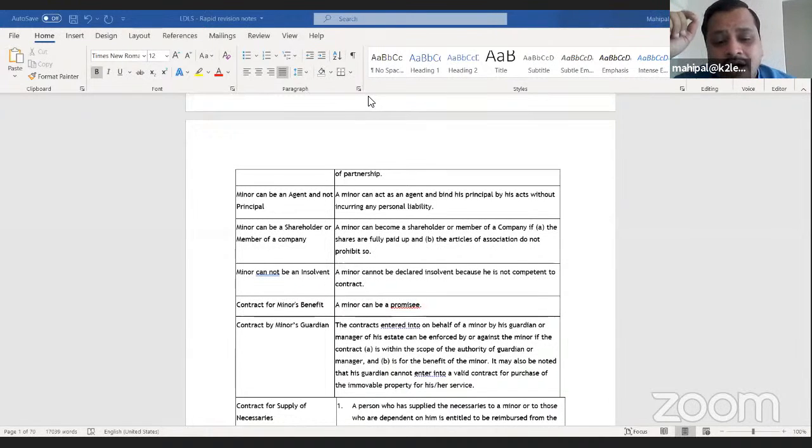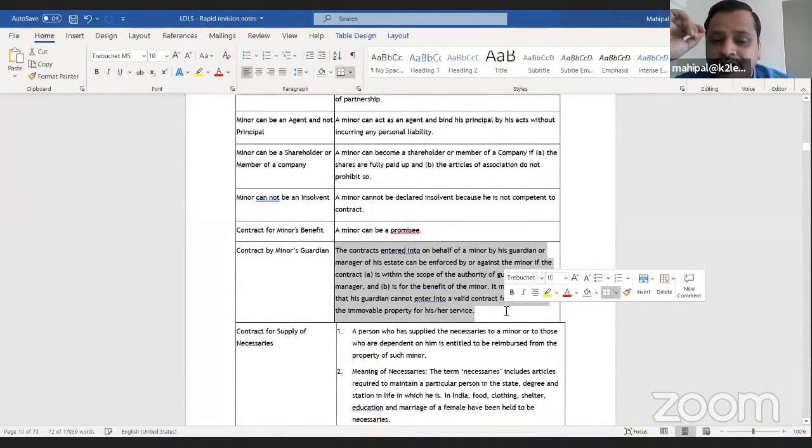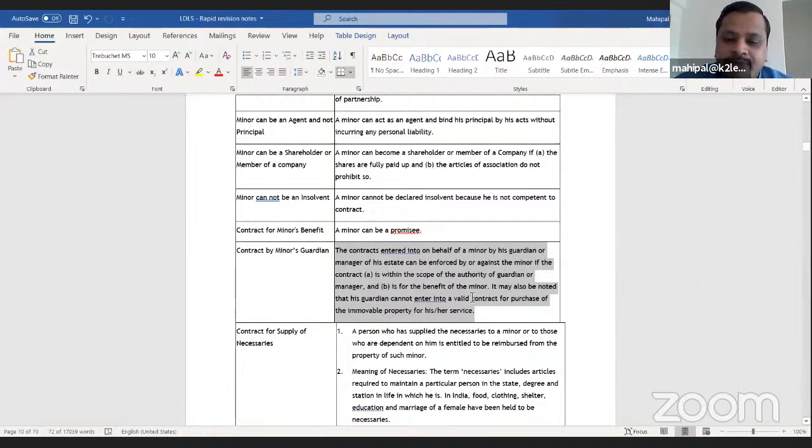And what are the contracts entered by guardians? Again, this is a 2-mark question. Important question है, थोड़ा ध्यान से सुनना. A contract entered into on behalf of a minor by his guardian or the manager of an estate can be enforced against him, provided it is within the scope of authority and it is for the benefit of the minor.